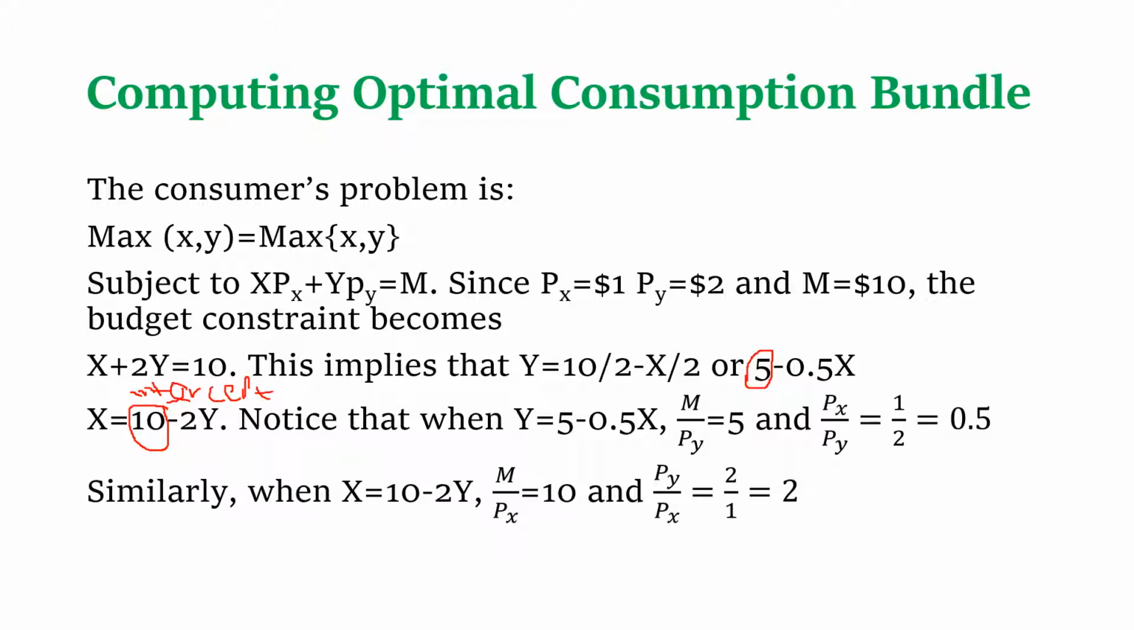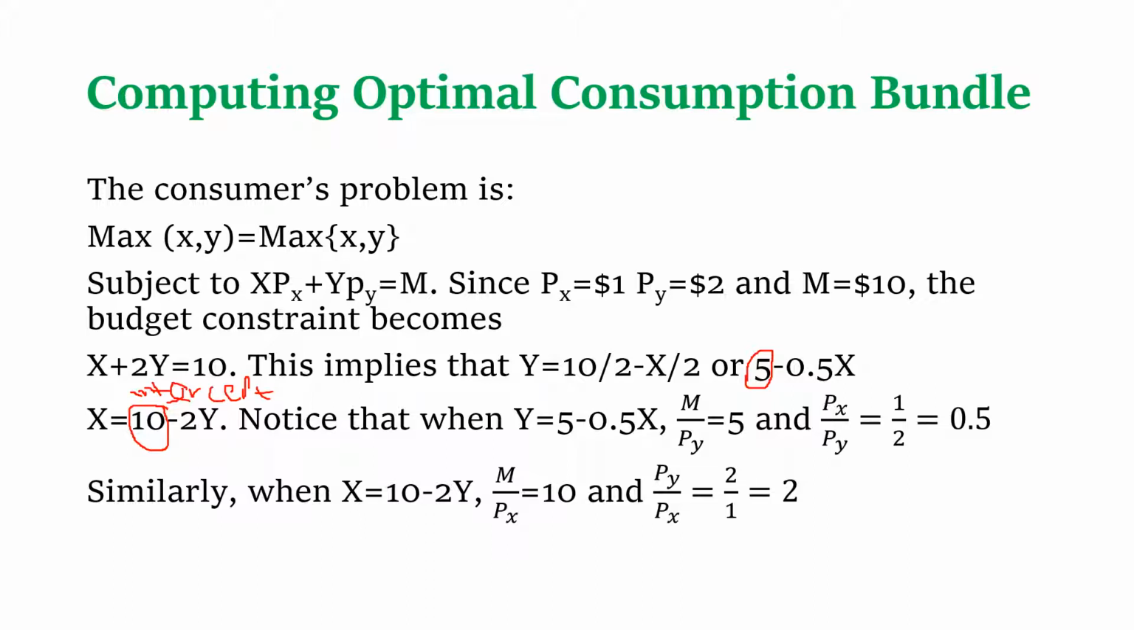So we have that. Then this 2 is the same as 2 over 1, which is the price of good y over the price of good x. So that is the relative prices. In other words, it's the slope of the budget line. Now we have our m over px, which is 10, and then m over py, which is 5. Then we have our py over px, which is 2 over 1, which is 2. And then px over py is 1 over 2, which is 0.5.